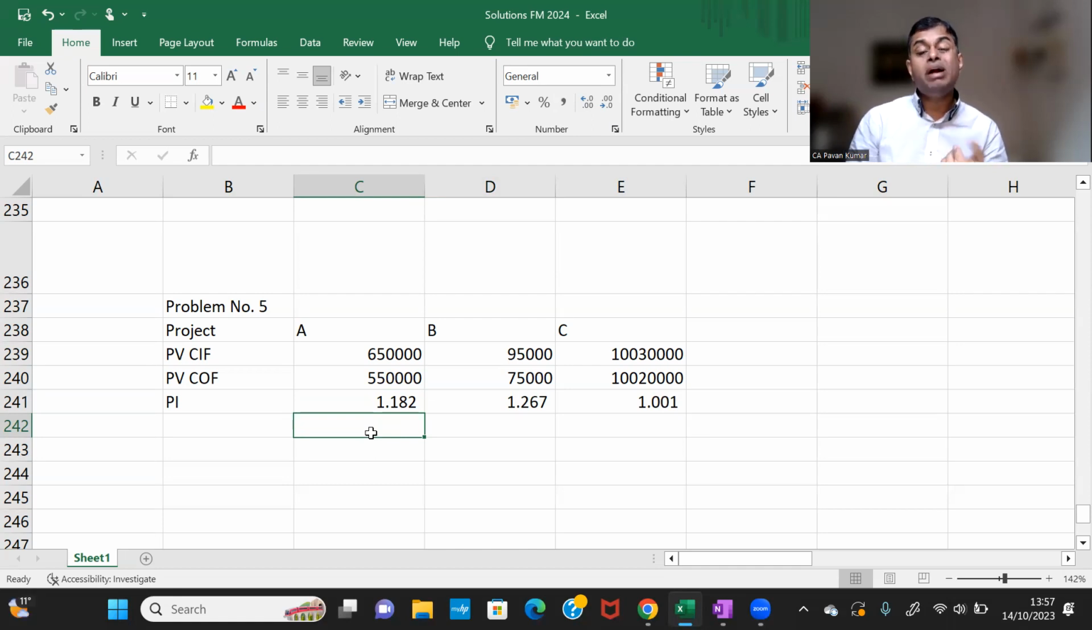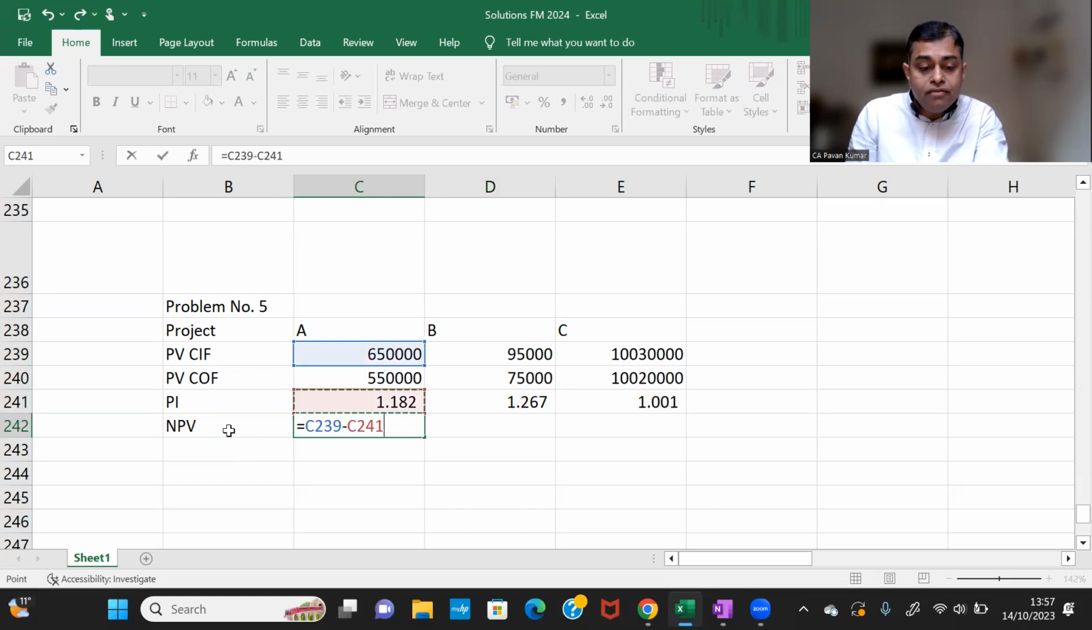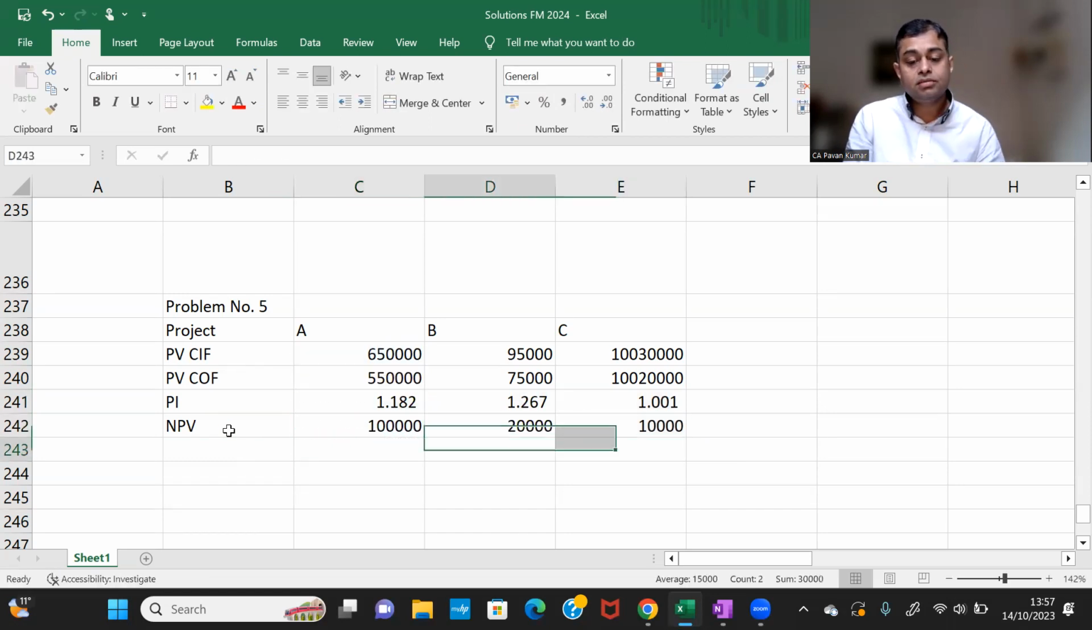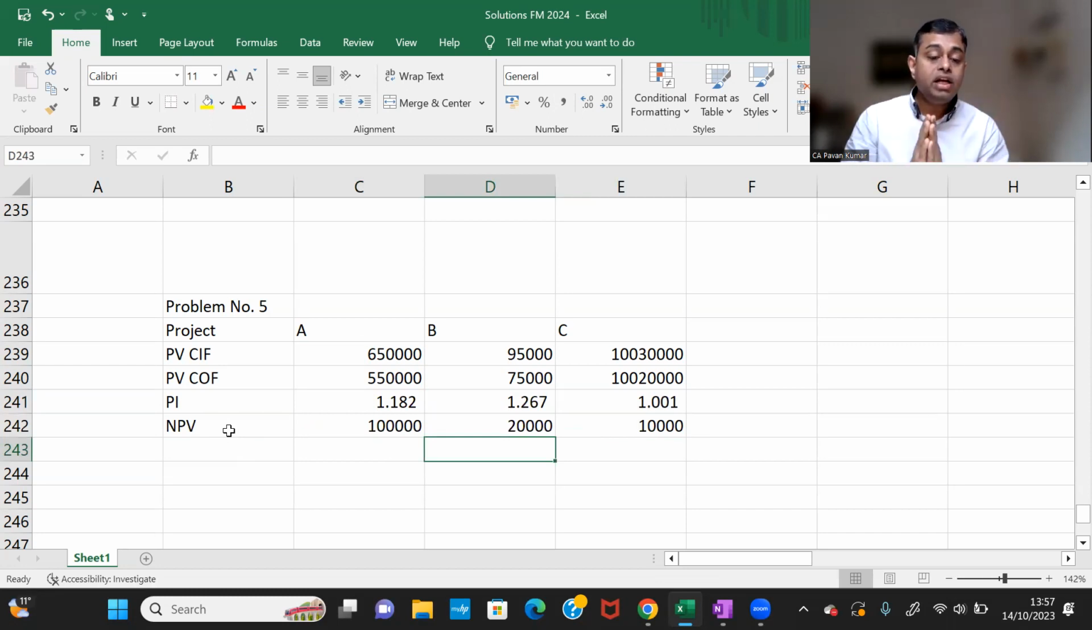ICAI should have done something better here. Okay. Look here. NPV, do you agree with me? If I say NPV is this, do you agree with me? NPV is present value of cash inflows minus present value of cash outflows. So these are the NPVs I got. Do you agree with me?